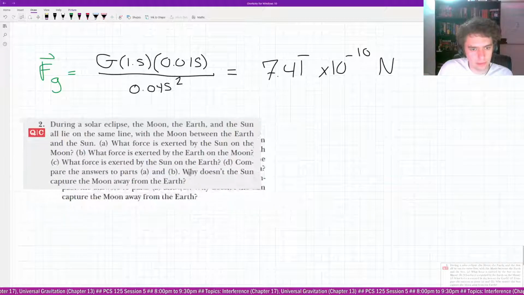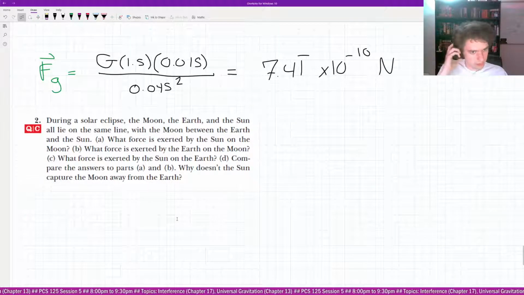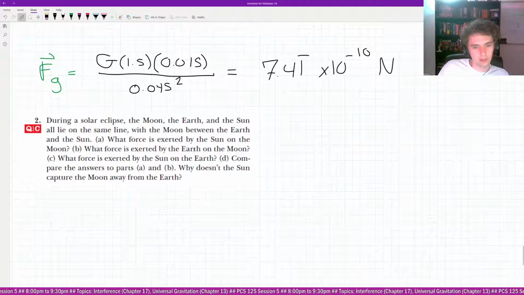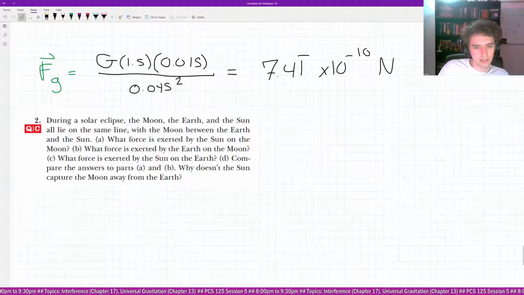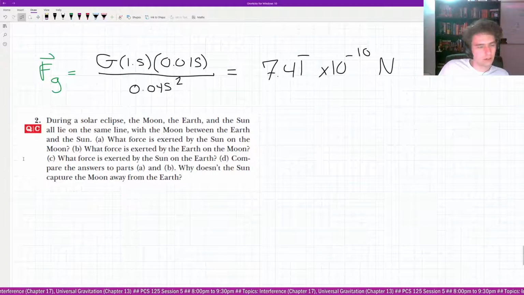During a solar eclipse, the moon, the earth, and the sun all lie on the same line, with the moon between the earth and the sun. What force is exerted by the sun on the moon? What force is exerted by the earth on the moon? What force is exerted by the sun on the earth? Compare the answers to part A and B. Why doesn't the sun capture the moon away from the earth?